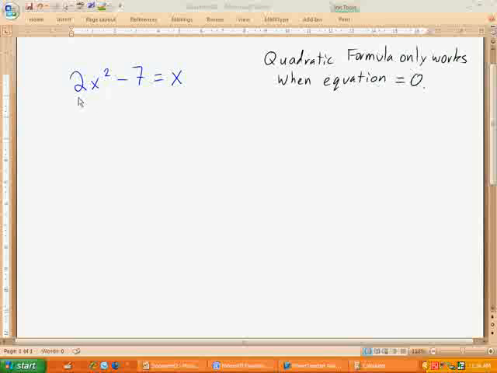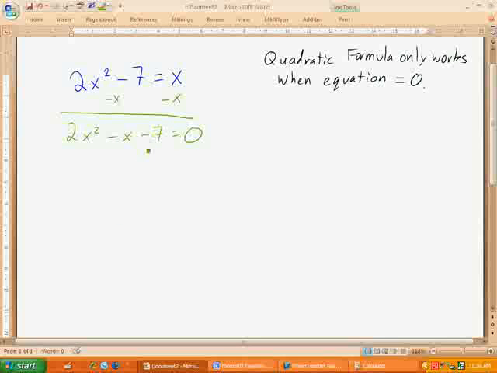Now, the important thing to remember is that the quadratic formula only works when the equation is equal to 0. So when I'm looking at this equation here, I notice first thing that it's not equal to 0. So what do I need to do to get it equal to 0? Well, I got to move that x to the other side, right? So we're going to subtract x from each side, and I'm going to rewrite it in standard form. So 2x squared minus x minus 7 is equal to 0.